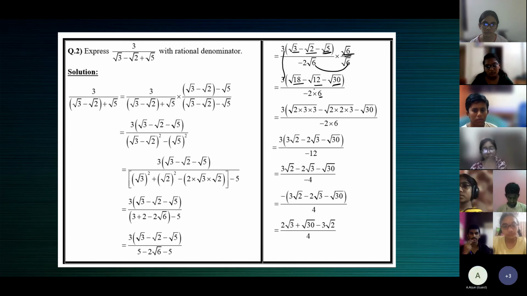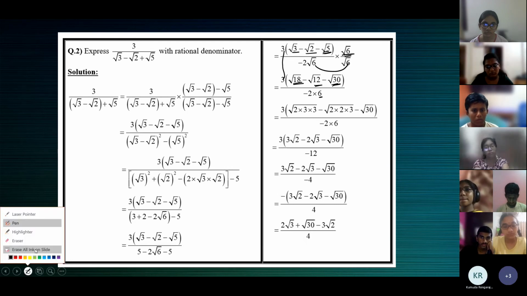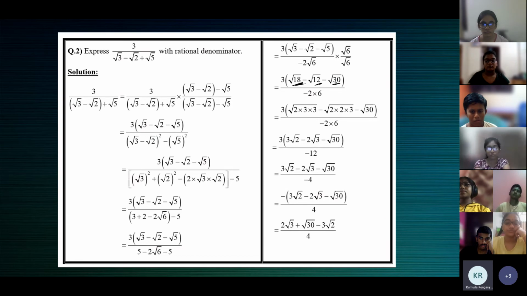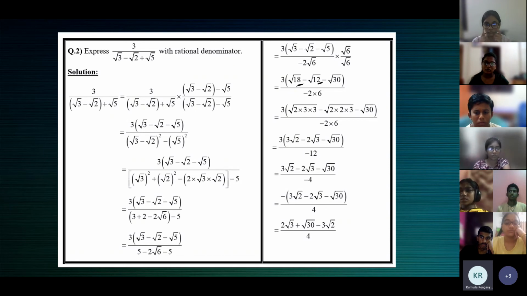Now, we need to check if these surds, which present themselves now as pure surds, can be expressed as mixed surds. For that, you should find the prime factors of these numbers. That is the next step.